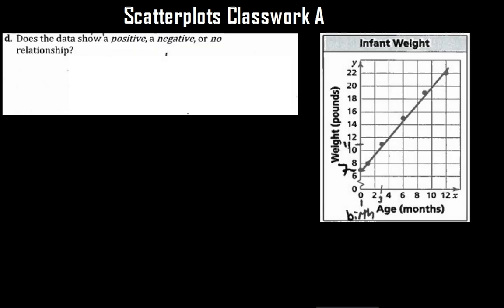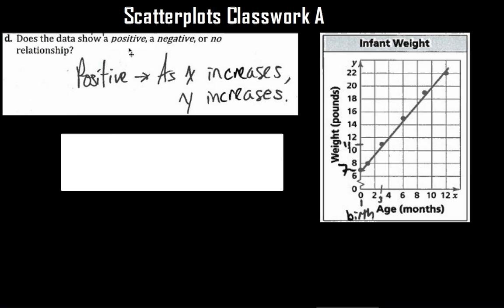Alrighty. So then it says, does the data show a negative, positive, or no relationship? So it's going to be a positive because as x increases, y also increases. So you're going from left to right, your x increases, and then as you're going left to right, what happens to your y? Well, you have to go up the hill, and so y is increasing.